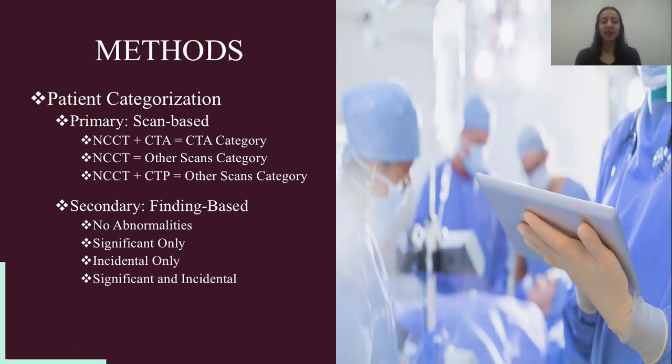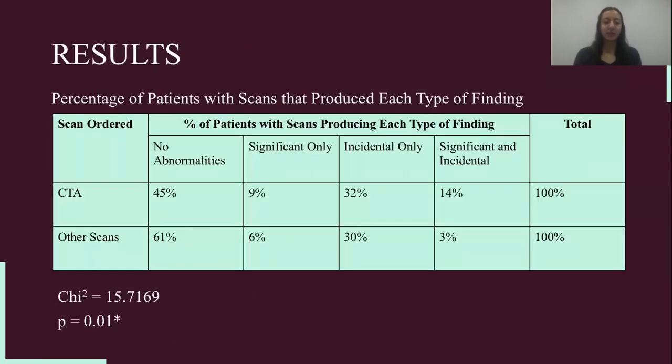Significant findings are those specified on the list compiled by Dr. Katie Lynn as findings that are relevant for stroke diagnoses. An example of a significant finding is an arterial occlusion. Incidental findings are those that are noted on the report by the radiologist, however, are not found on the list of significant stroke findings. An example of an incidental finding is a remote infarct. Now, I would like to discuss our results.